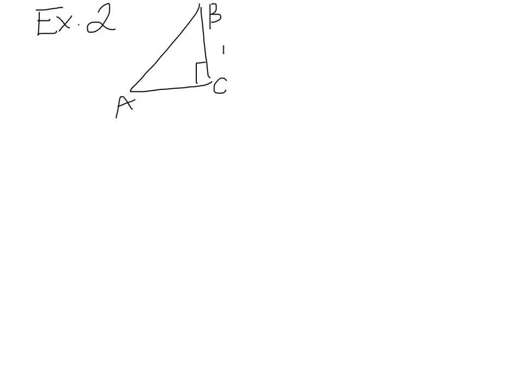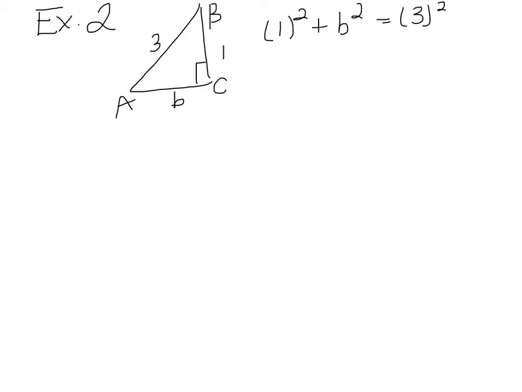Now sometimes your missing side may not come out easily, and you're going to have to do what we call rationalize the denominator. And I'll show you how to do that. Now little a is 1, little c is 3, and little b we don't have. So you still use Pythagorean theorem, a squared plus b squared equals c squared.